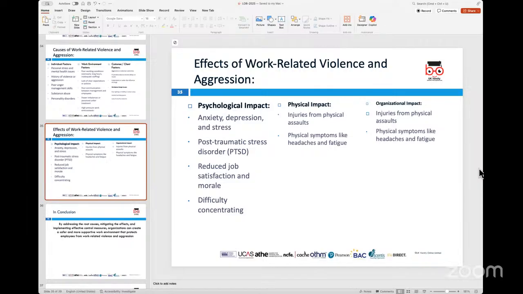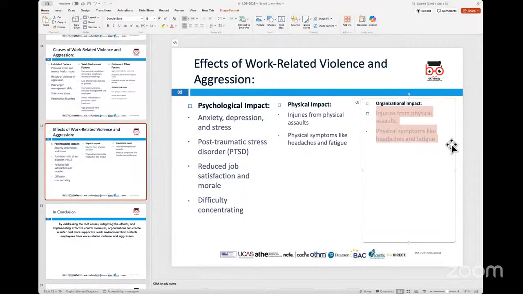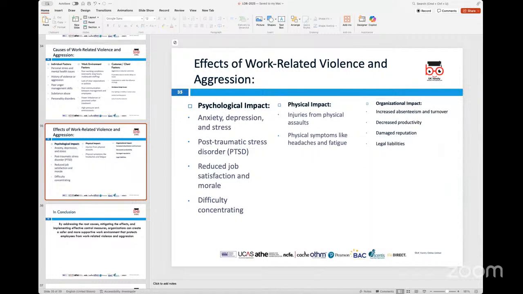And it also could mean that the organization could face higher employee turnover. A lot of employees end up leaving the organization because they are not happy with the manager, they are not happy with the physical conditions or the premises in which they are being provided, and that could be related to what is called the organizational impact.